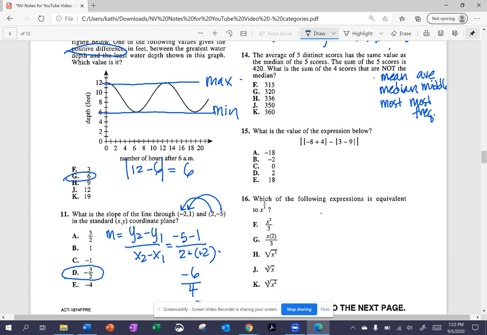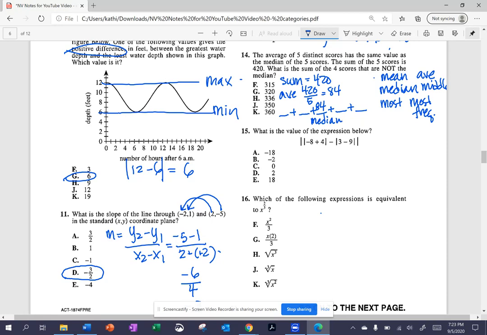Okay, so I'm starting out with the sum is 420. So if I find the average, I'm going to take 420 divided by 5, and I get 84. So I have 5 numbers: a number plus a number plus a number plus a number plus a number. So 1, 2, 3, 4, 5. And the median is the middle number. We said it is 84. This is my median.